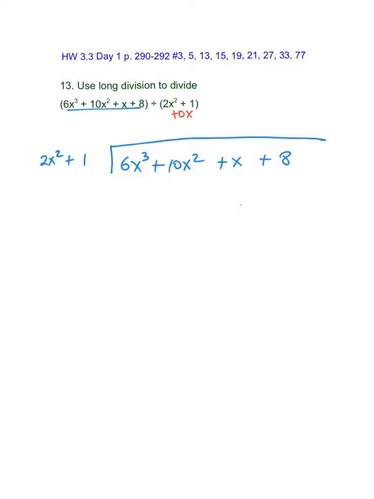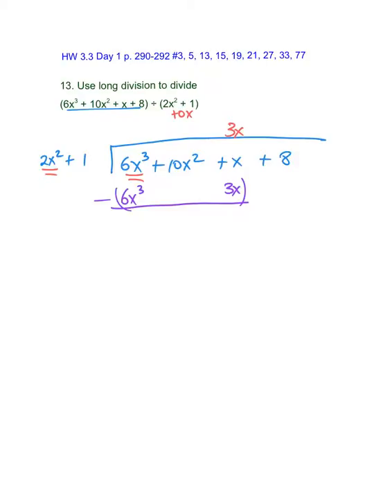Okay, so the first thing that we're going to do is say how many times does 2x squared go into 6x cubed, and 2x squared goes into 6x cubed 3x times. I'm going to put that on top of the linear term, and now we're going to multiply. So we're going to get 3x times 2x squared, which is 6x cubed, and then 3x times 1 is 3x, and I'm going to write that underneath the linear term. And I'm not going to have anything under the 10x squared term because we have a 0 there. Then we're going to subtract.